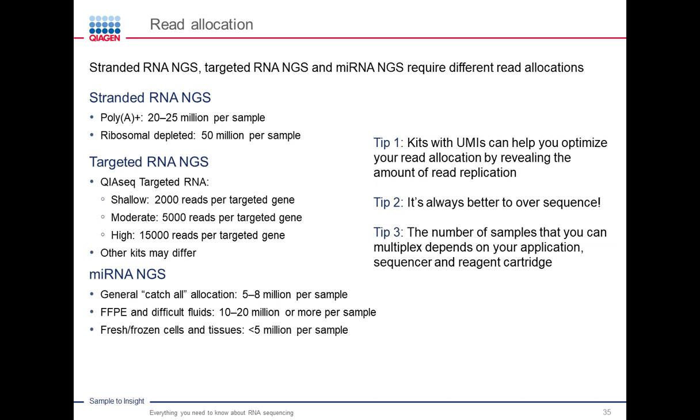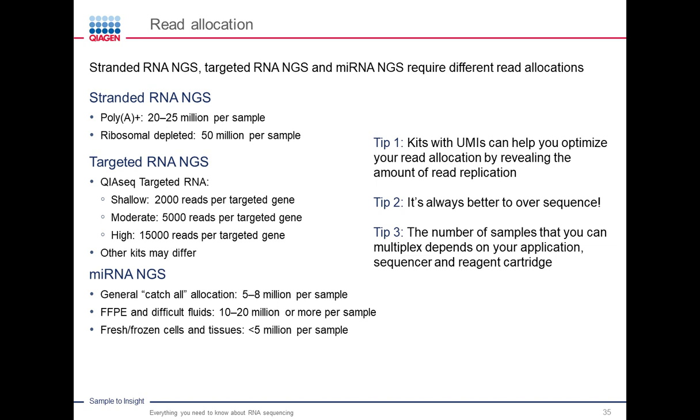Tip 2 is I always like to oversequence, particularly when you're working with tough samples like FFPE or difficult fluids. Cerebrospinal fluid or cell culture media can actually be quite difficult to sample. So it's always best to allocate as many reads as you can.